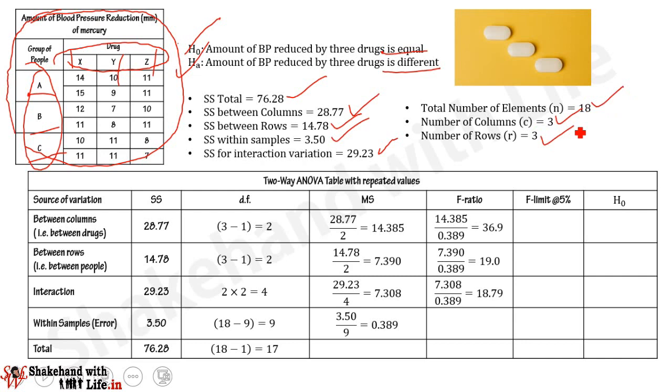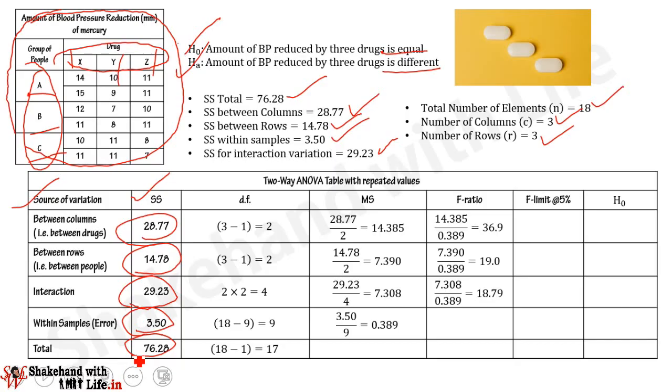Now we prepare the two-way ANOVA table and calculate the F ratio. Here we have the source of variation, and in the second column the sum of squares. For variation between the columns we have 28.77. For variation between the rows, or between the groups of people, we have 14.78. For interaction variation we have 29.23, for variation within the samples, or error, 3.50, and for total variation we have 76.28, right?